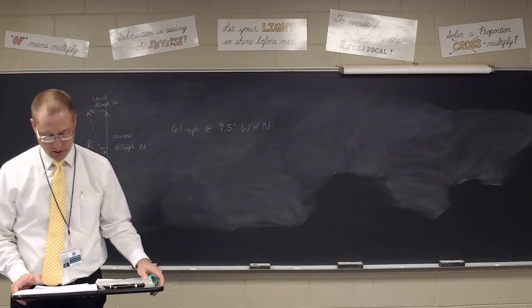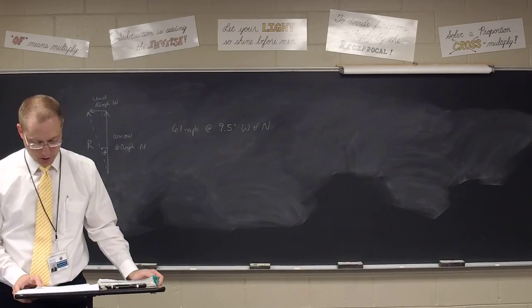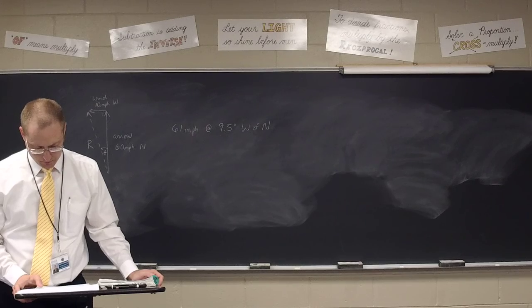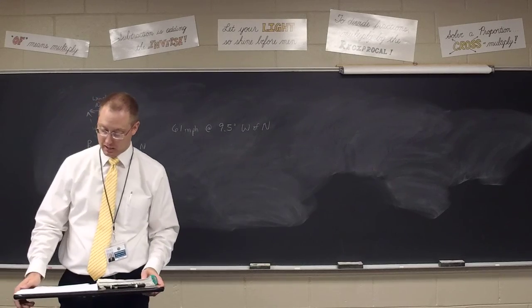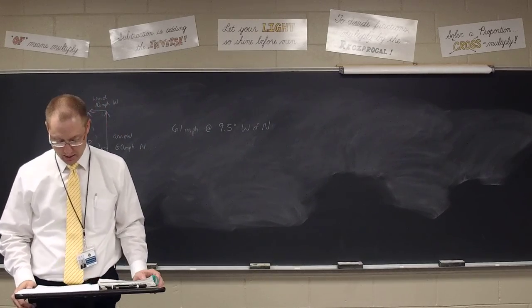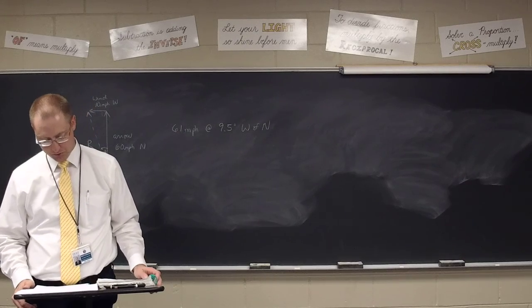A ship is crossing the Atlantic Ocean going due west at 32 miles per hour. A 12 mile per hour wind comes out of the north at an angle of 20 degrees to the south of east. Find the ship's resultant velocity.